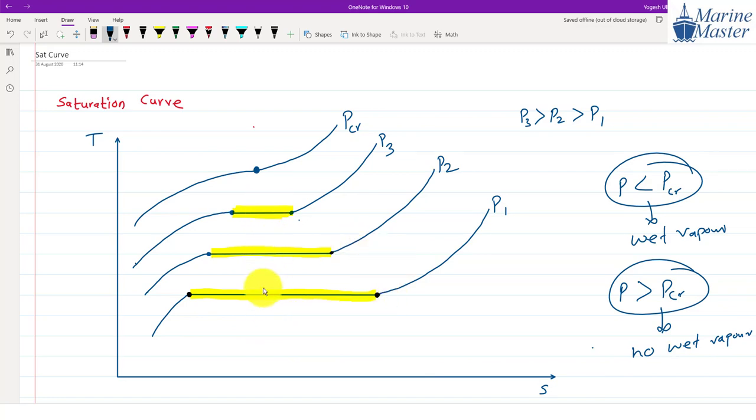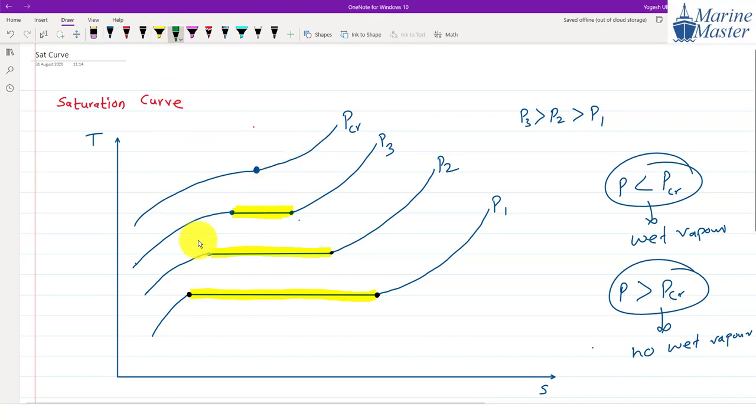So if you are increasing the pressure, what is going to happen? This region is reducing, and at a particular pressure there is no region of wet vapor. That particular pressure is the lowest value of pressure at which we will not get a wet vapor. Liquid converts to vapor directly, without a wet vapor. That particular pressure we will call the critical pressure.